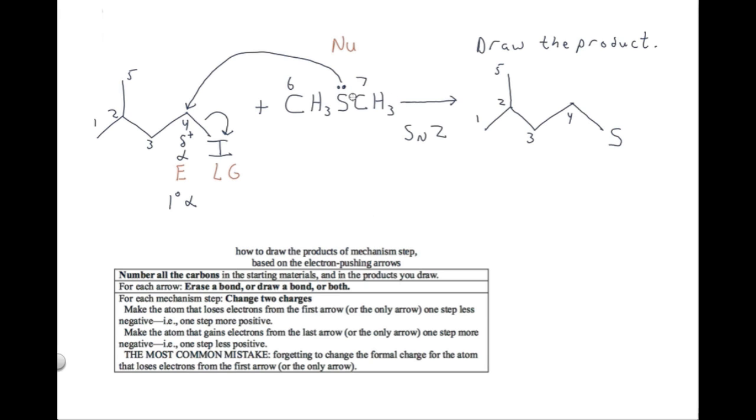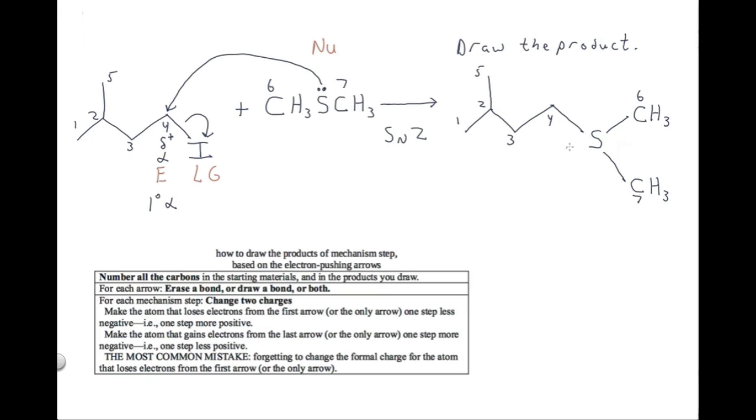Should the sulfur still be bonded to carbon-6 and 7? Yes, because those are covalent bonds, so they don't break. One way you could write that would be, we could write that like this. Remember to keep numbering all the carbons.